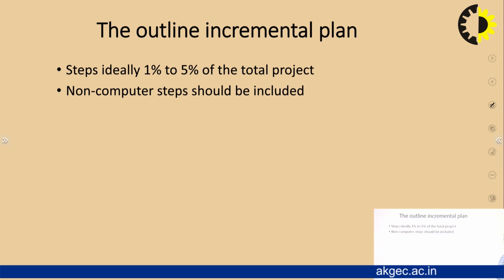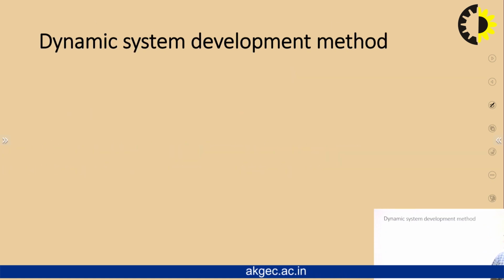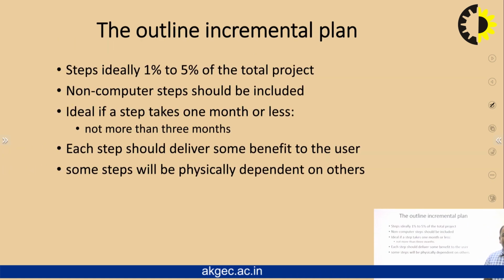These steps should ideally be 1 to 5% of the total project. Non-computer steps should be included. Ideal if a step takes up 1 month or less, not more than 3 months, and each step should deliver more benefits to the user, and some steps will be physically dependent on others.